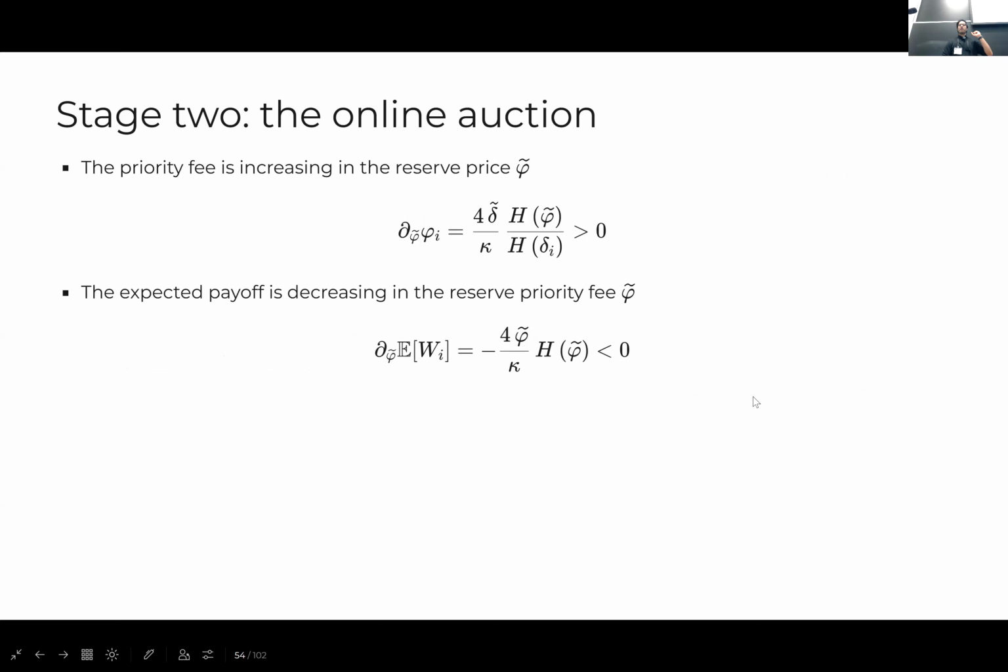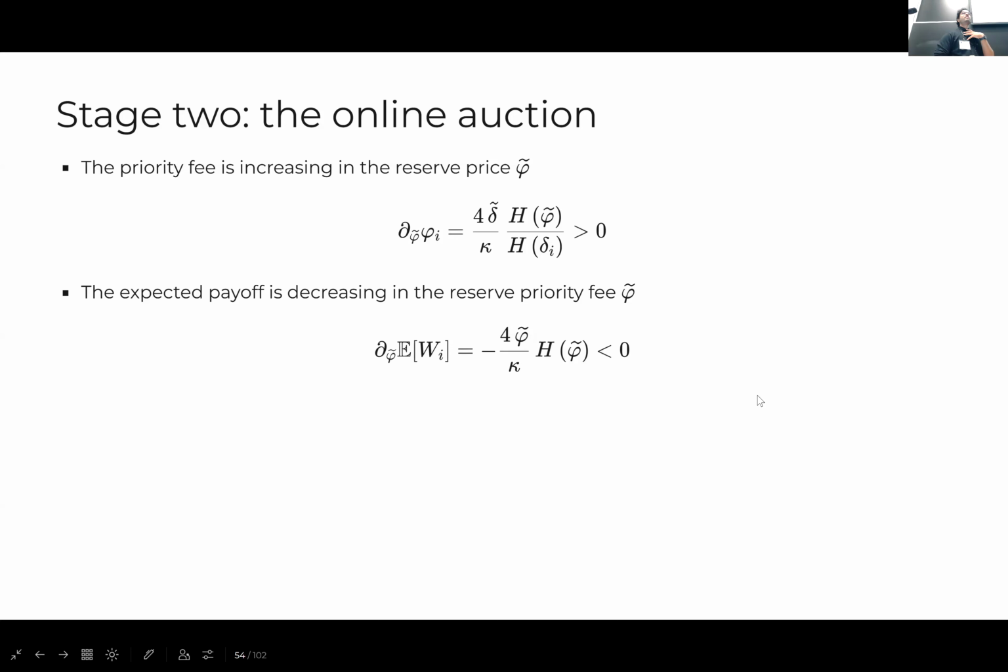Now I'll come back to this online auction. One thing that you can prove is that the partial derivative of your priority fee with respect to the largest priority fee that has been observed in the online auction is positive, which means that the larger the maximum priority fee in the online auction, the more I have to compete, which is normal, right? But we can also show that the expected wealth of trader i is a decreasing function of whatever happened in the online auction.